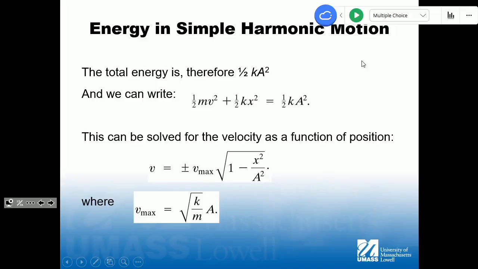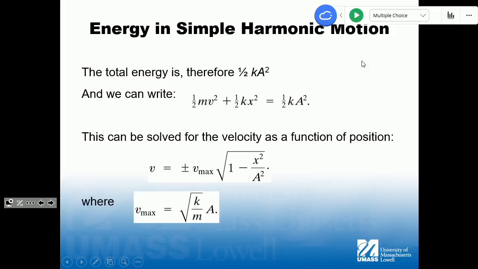What I want you to look at is that v max. So that v max is the square root of k over m times A. Where does this object have its highest speed? At equilibrium, right? At the midpoint. So that is the speed of the object at equilibrium. This makes sense? It is how fast the object is moving when it is passing through equilibrium on each side.